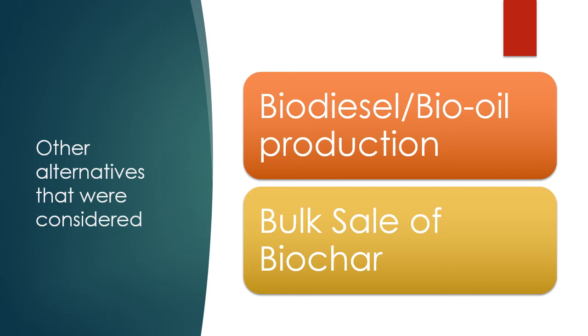Another option the team considered was selling the biochar in bulk for land application. This was a viable option because it did not require very much time or labor to sell in bulk. However, the added revenue from making it into a potting mix was high enough that it was better.